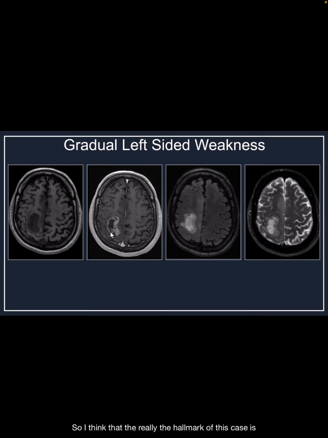So I think that the hallmark of this case is to recognize that there is not really much in the way of vasogenic edema surrounding this lesion. That was pretty characteristic of our metastatic lesions that we've seen. This case actually has quite a bit of non-enhancing T2 signal hyperintensity, really involving the cortex, that medial edge of the brain. And so that is really going to be helpful for us in terms of narrowing our differential.